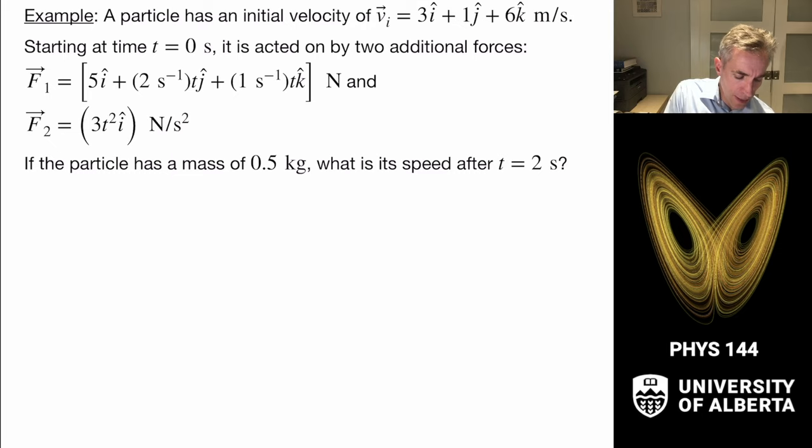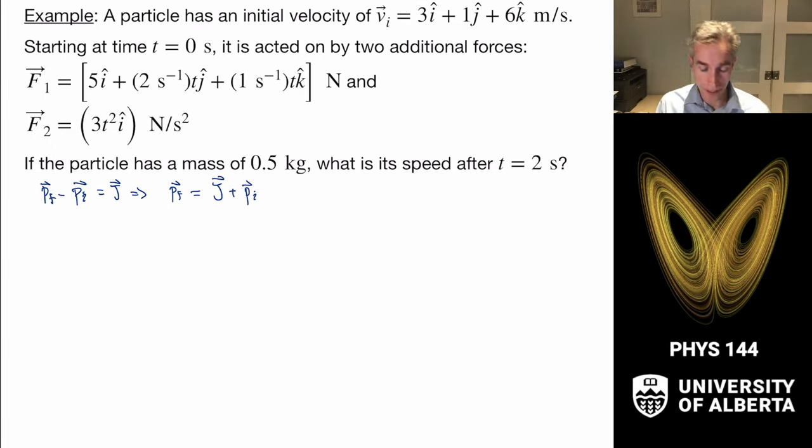And we know that the final momentum minus the initial momentum is going to be the impulse. Therefore, the final momentum is equal to the impulse plus the initial momentum. Well, we can figure out the initial momentum from the speed and the mass of the particle.